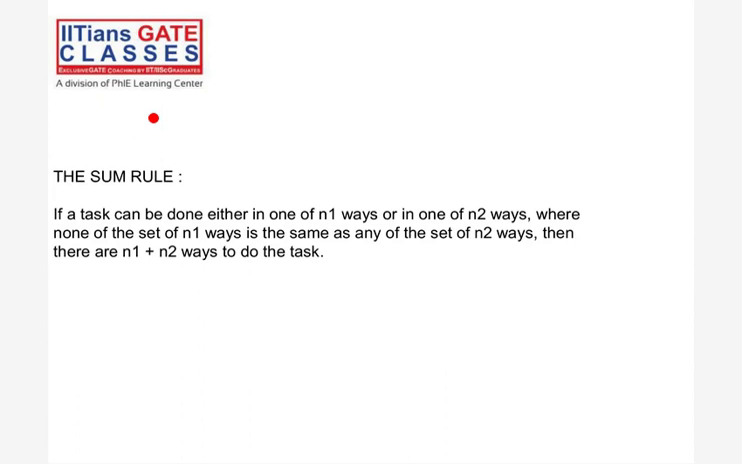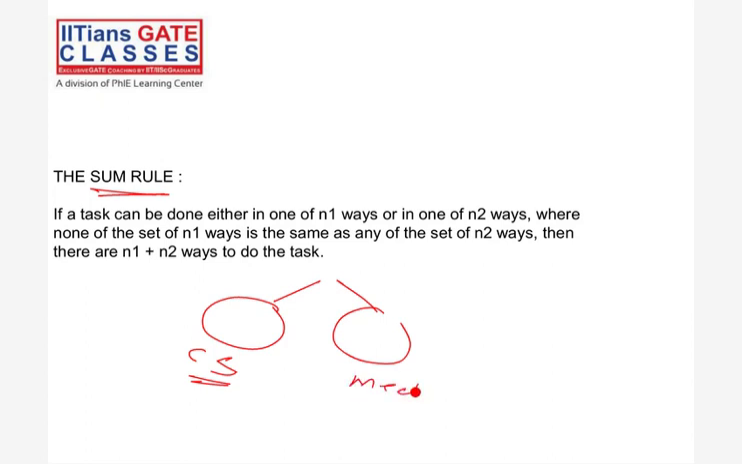Now the next rule we have is the sum rule. Let's take one example. For example, let's assume there is a university, and in this university we have two departments. One department is the computer science department, and the other is the mechanical department. In computer science we have 10 teachers, and in mechanical let's assume there are 15 teachers.